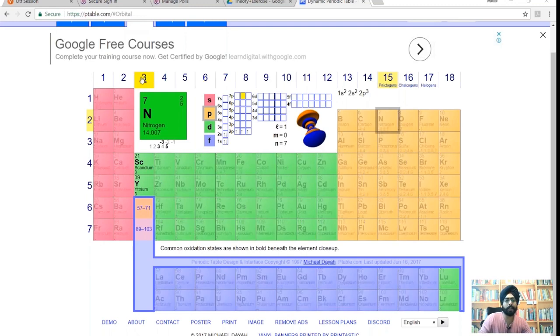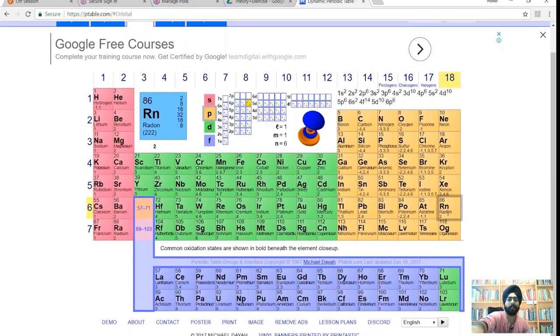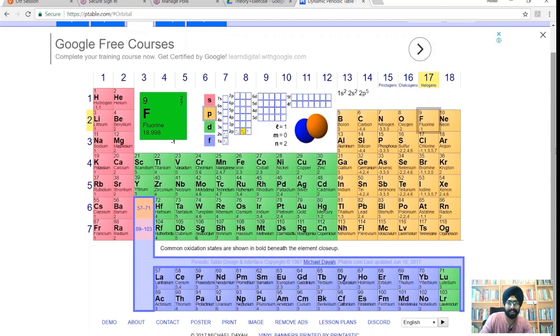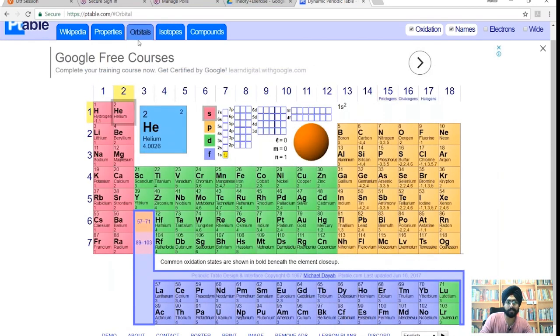Helium has gone back here. Helium here is put over here so that you have space for the electronic configurations to be written on the screen. So it is not in group 2. It is in group 18. It is just the case for the tab of orbitals. So please don't be confused.